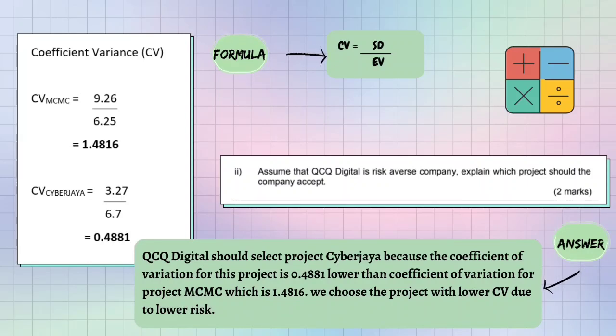Next question is which project should the company accept? So based on the calculation that we made, QCQ Digital should select project Cyberjaya because the coefficient of variation for this project is 0.4881, lower than the coefficient of variation for project MCMC, which is 1.4816. We choose the project with lower coefficient variation due to lower risk.